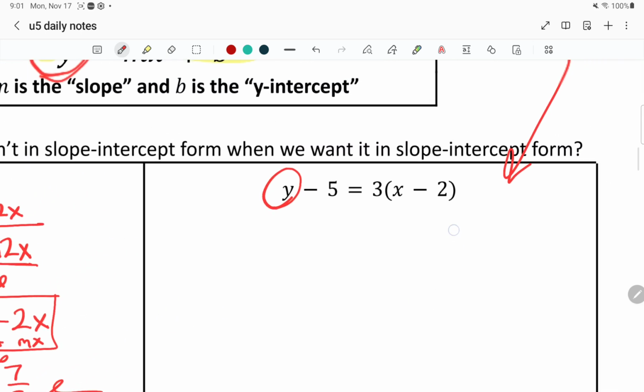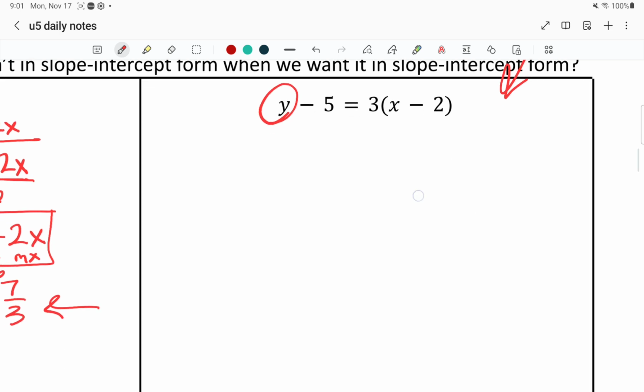Let's make this one look like slope-intercept form. So I've got a minus 5, and I've got parentheses. I'm going to do both. We're going to distribute just to clean it up. I could add 5 to both sides at the same time, or first or after this. Okay? But we like to do parentheses first, so let's do it first.